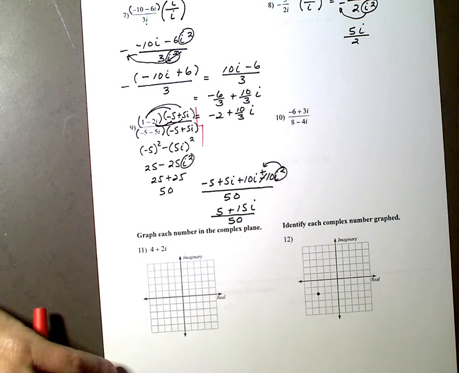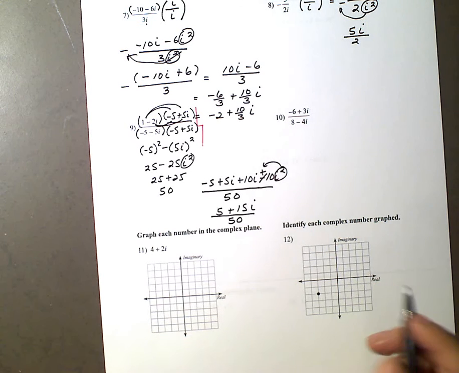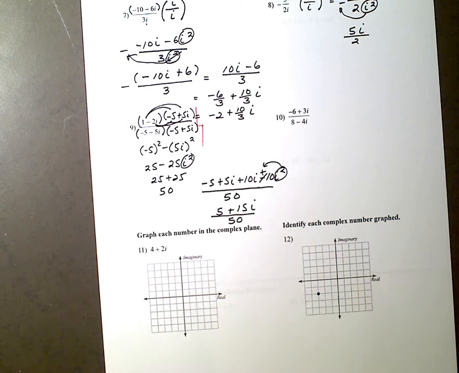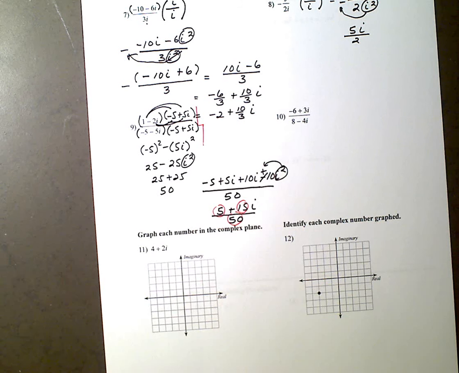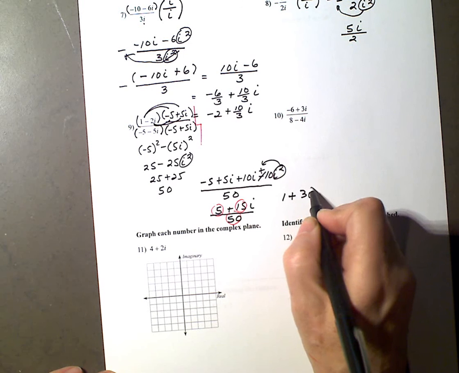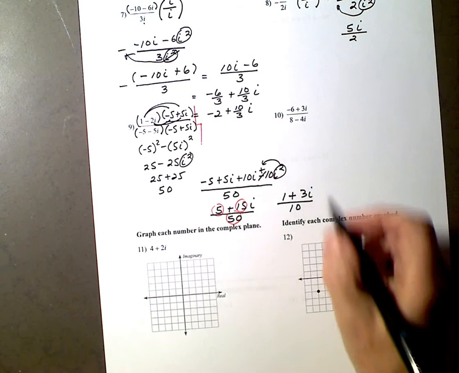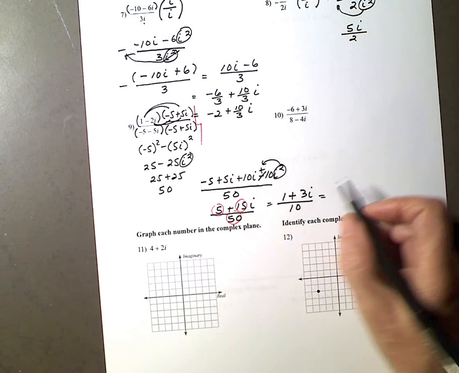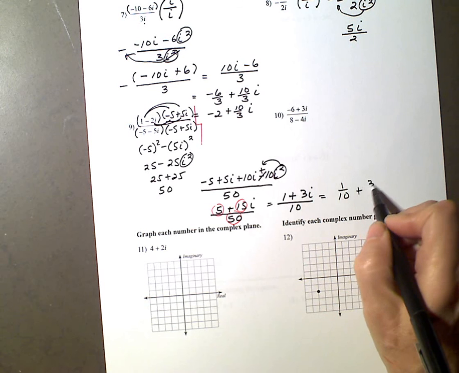And that will simplify more. So if I factor out the common 5 that's in all three of those rational parts there, then I would have a 1 plus 3i all over 10. So if we want to put this in a plus bi form, then we've got 1/10 plus 3/10 times i.